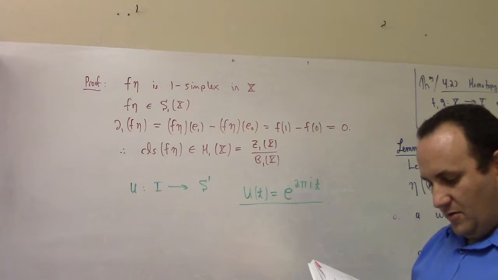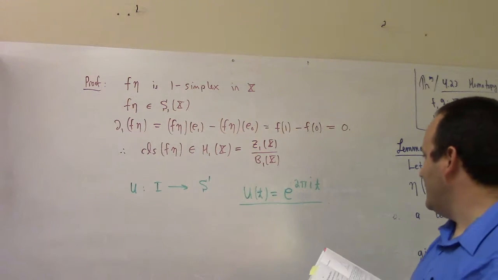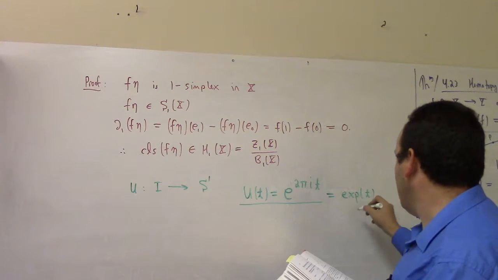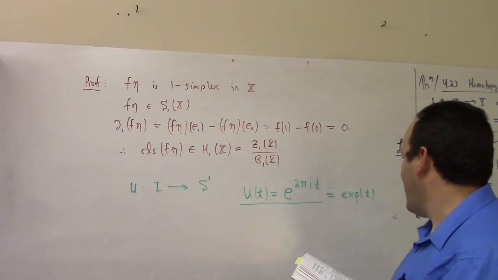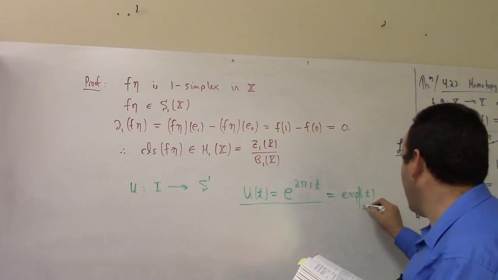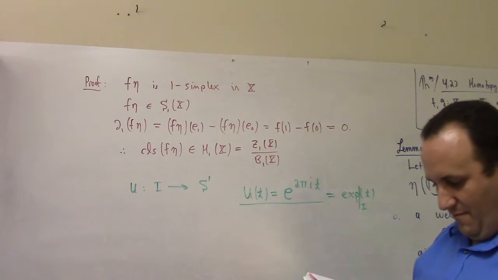Remember? That's true. Oh, right. Well, u is only defined on I. So you're saying this is actually exp. Oh, good point. Is this exp of t though? Yeah, x of t restricted to I. So it's like this. I guess that's why it's not doing that. Funny.